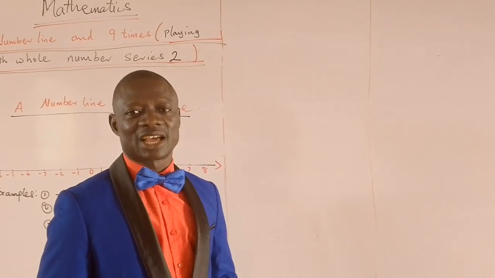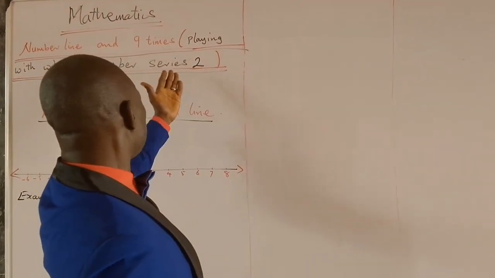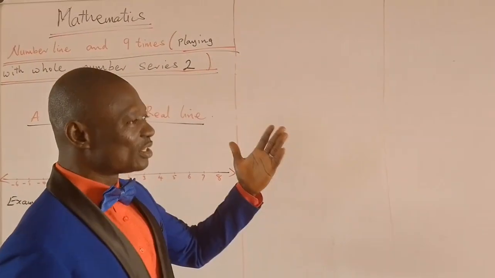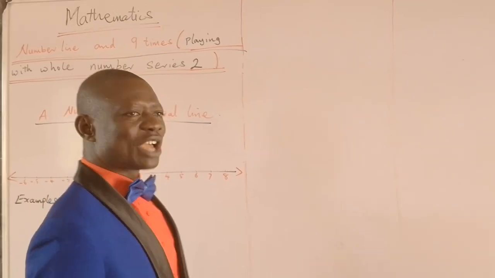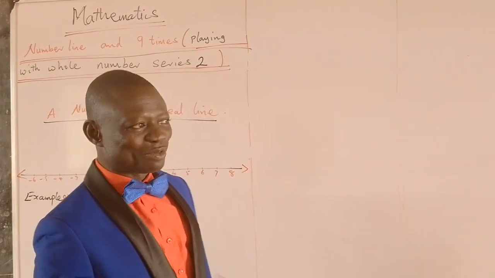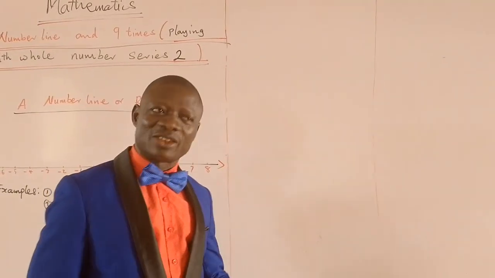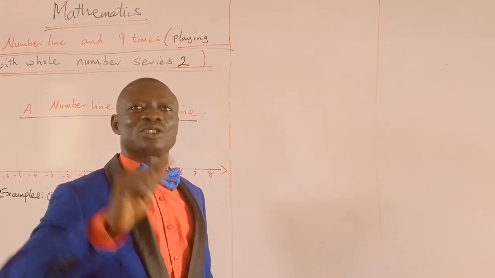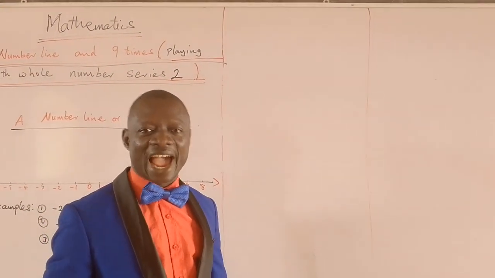Today we are going to continue with playing with whole numbers. Today we have playing with whole numbers 2. In our former class, we talked about minus, plus, plus, which we said that when we say minus, plus, we should talk about the actual mathematical operation that is between the signs.